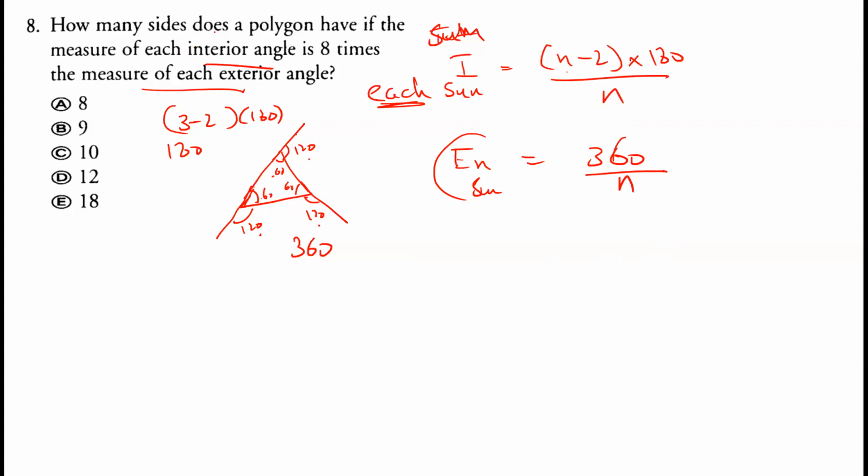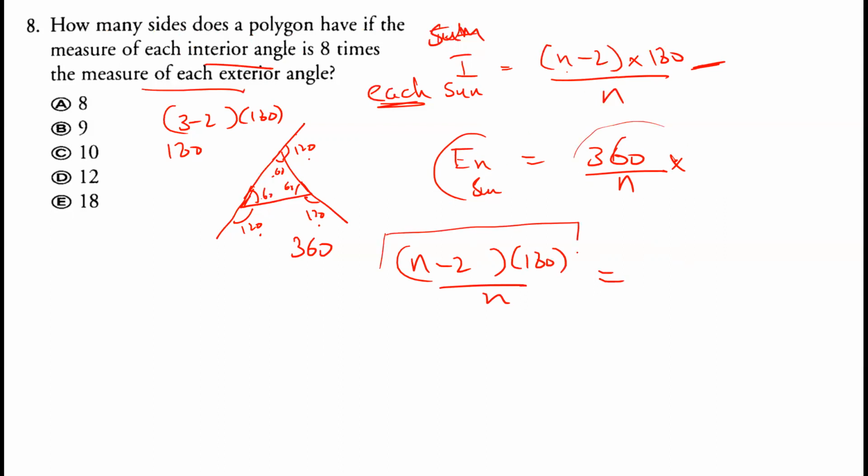Now, how many sides does the polygon have if the measure of each interior angle is 8 times the exterior angle? So (n minus 2) into 180 divided by n equals, now this is the interior angle, 8 times the exterior angle. So 8 times that of 360 over n.